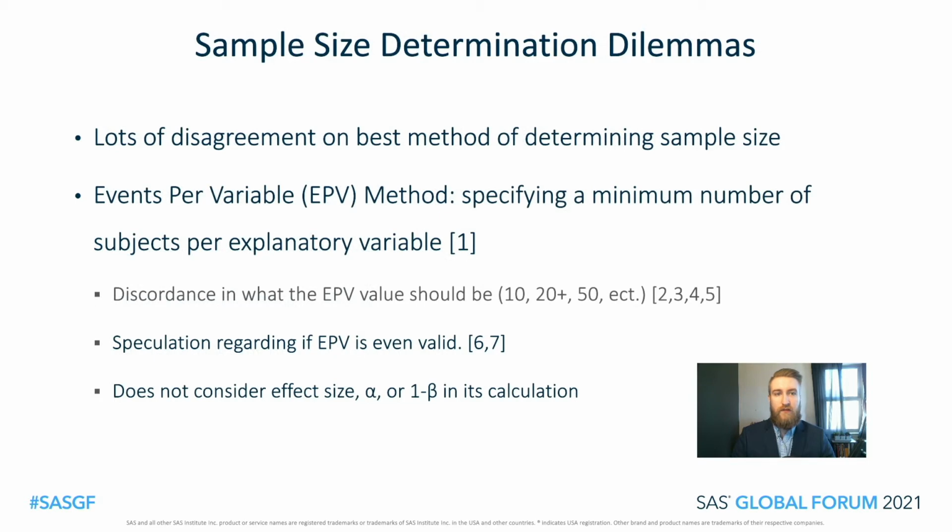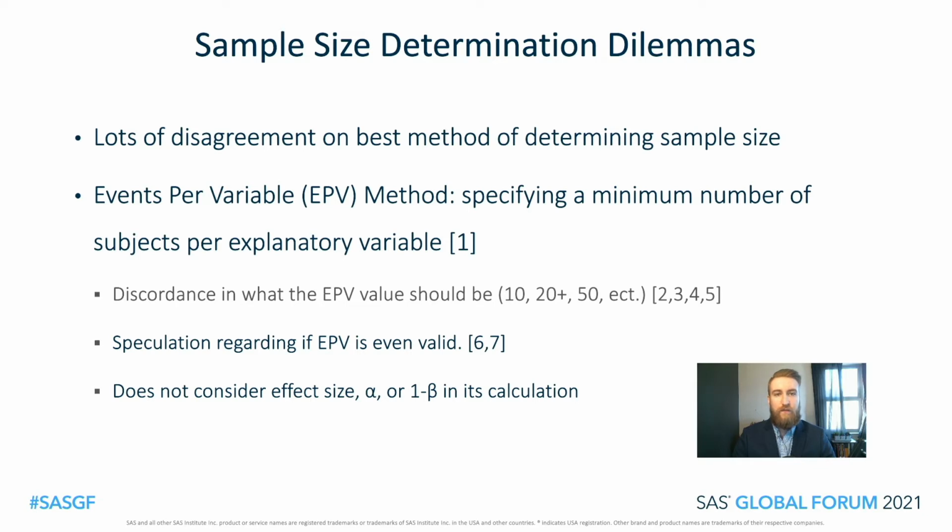So here's some more information surrounding the dilemmas. There's an egregious amount of disagreement on what the best method of determining sample size is for logistic regression models. One suggested method is the events per variable method. This is a magic number method, where you specify a minimum number of subjects per explanatory variable. But even this has a lot of disagreement on what the ideal EPV value should be. The general convention has been 10. Others suggest that it should be at least 20, and even others argue that it should be 50 or more. There's also speculation regarding if the EPV method is even valid, as it doesn't consider effect size, significance, or power in its calculation.